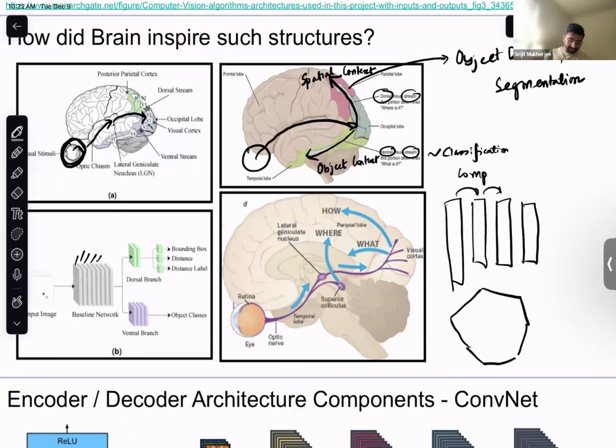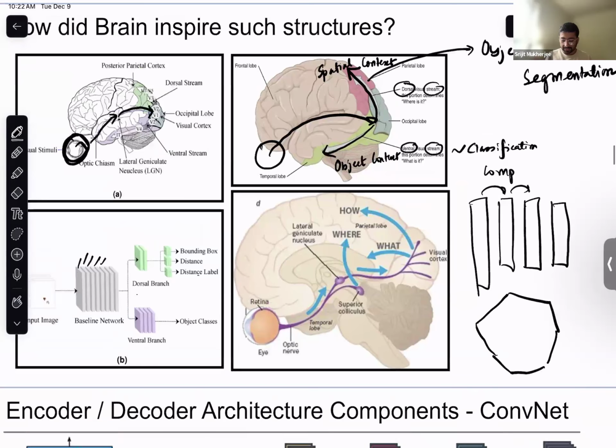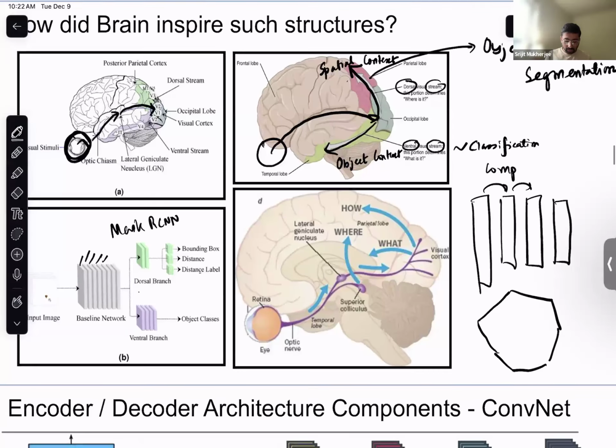And interestingly, some neuroscientists, this is from early 2024 or 2025, developed this, and they wanted to build a similar structure with the spatial context and object context. They realized that this actually works well, and this is very similar to the Mask R-CNN framework. I'm not overwhelming you with the words. What I'm trying to say is that you can go back and read about this and have a better understanding.